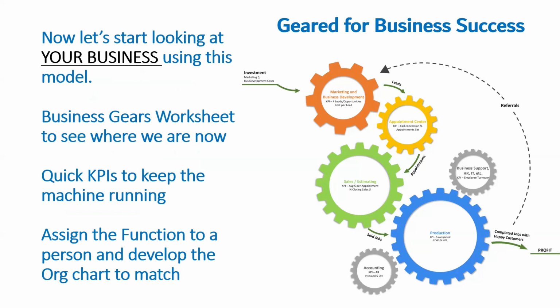So let's start by looking at your business using this model. There's a Business Gears worksheet available, and use some quick KPIs to keep the machine running. Decide what you want to track and figure out a way to get those quick KPIs in front of you often. I mean, daily, weekly, certainly monthly, but keep an eye on those quick KPIs that affect how this machine is running so that you can adjust when needed and assign a function to people as you can. Develop the org chart to match it.